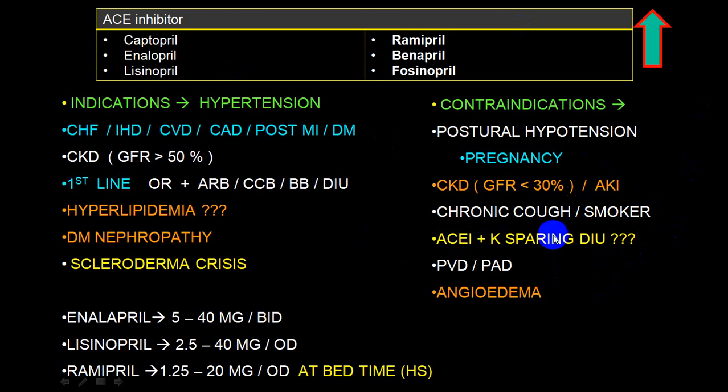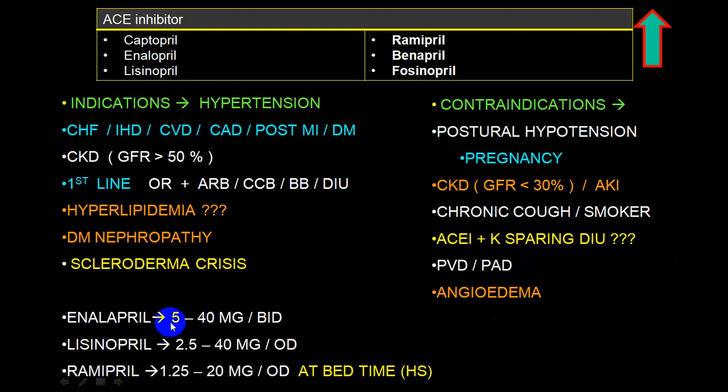Don't combine ACE inhibitor with potassium sparing diuretics like triamterene or amiloride. In those particular compounds, you don't try to combine. Also, as far as possible, don't combine ACE inhibitor with Aldactone, or we call spironolactone. By and large, don't use in peripheral vascular disease or peripheral arterial disease. In this also, you should not use. There is one major drawback: a person who is having an ACE inhibitor can develop angioedema and sometimes this can be life-threatening.